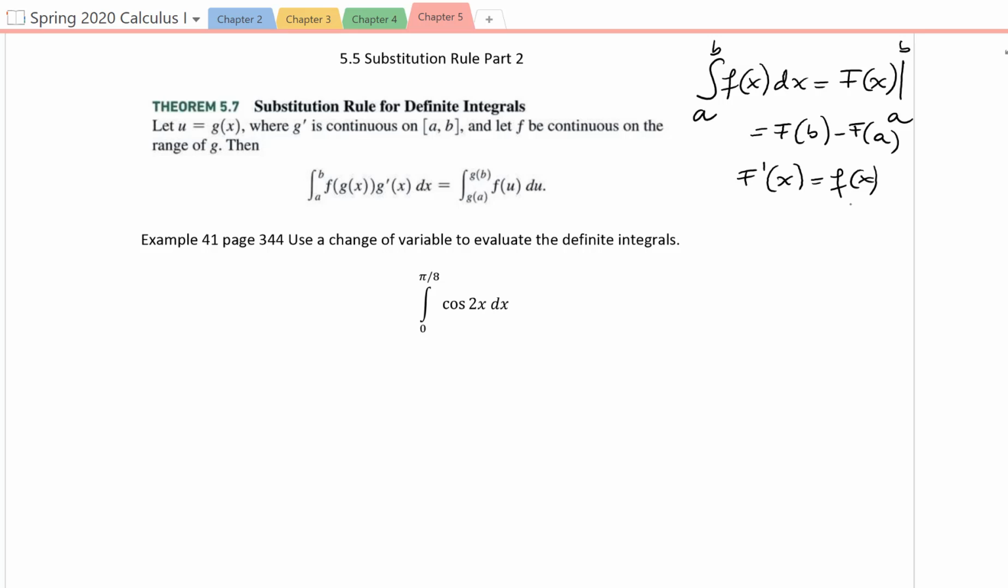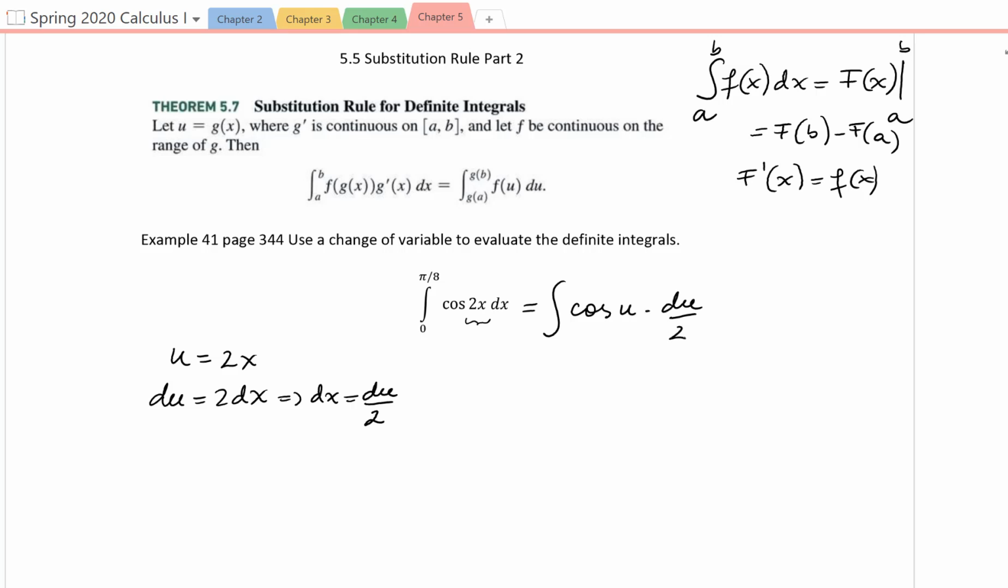So let's see. The very first problem is the integral from 0 to pi over 8 of cosine of 2x dx, and this one, well, we have a formula for it, but let's do substitution. So obviously the inner function is 2x, so we'll say u equals 2x. So du equals 2 dx, or dx equals du over 2. So now I am going to integrate, and then I'm going to put cosine of u times du over 2.